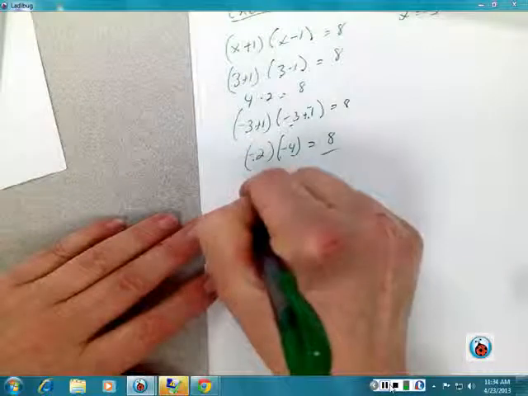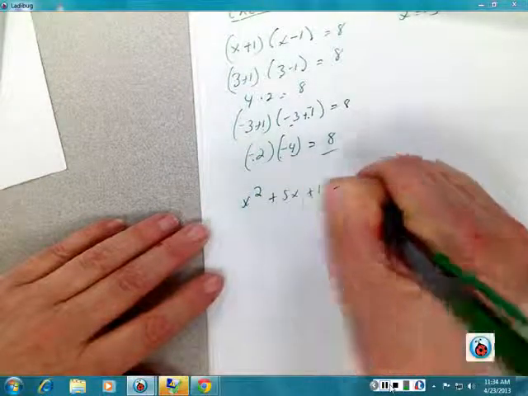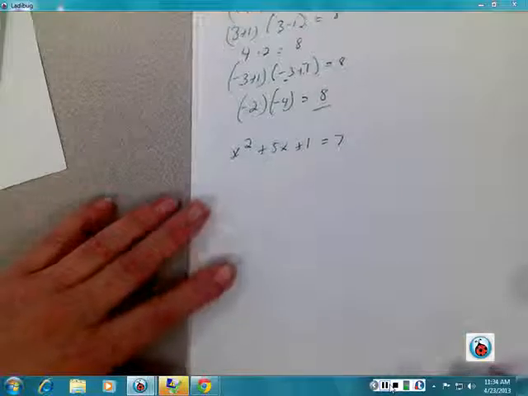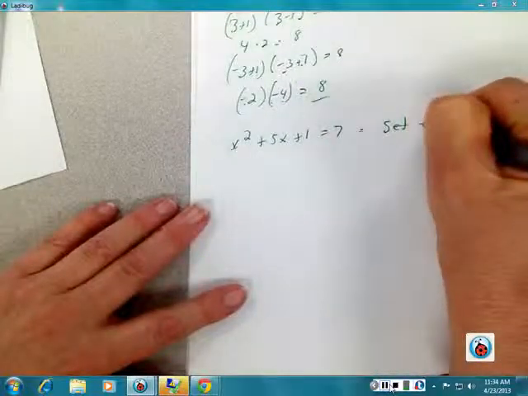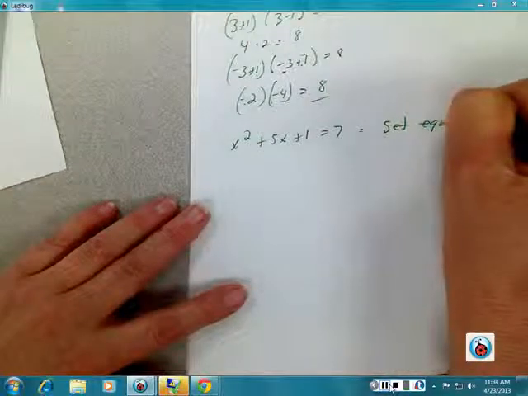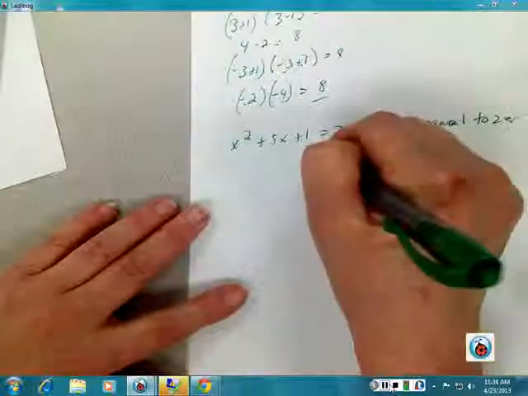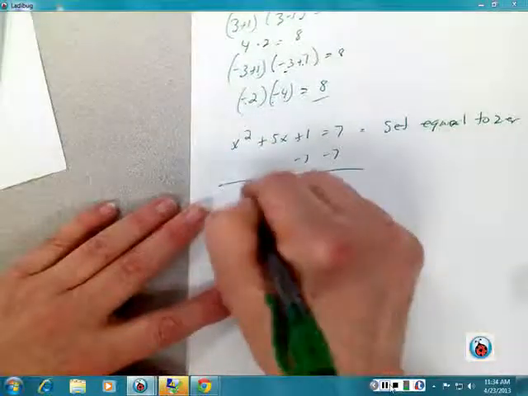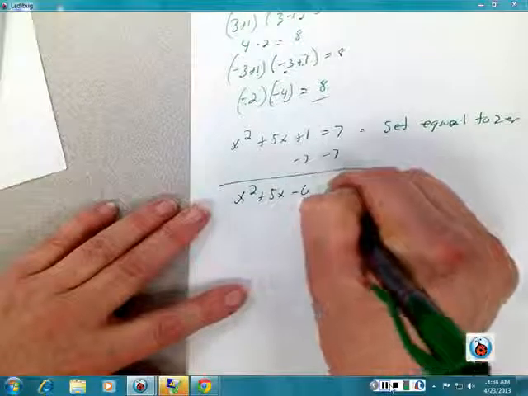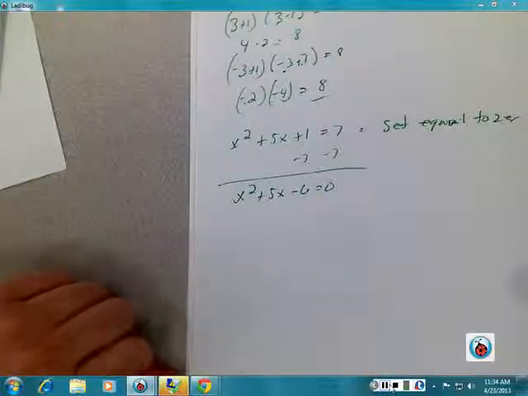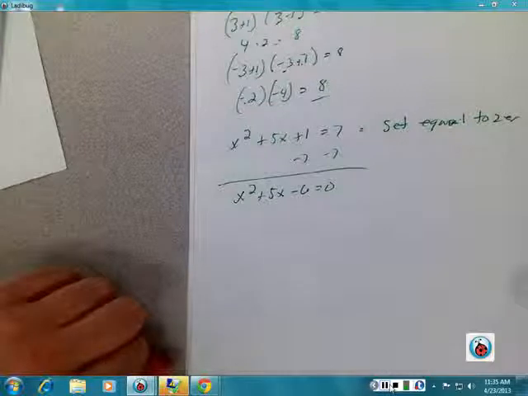you can have them where you have x squared plus 5x plus 1 equals 7. Now if this were my problem, I still need to set it equal to 0. So if I do that, I'm going to minus 7 from each side. That gives me x squared plus 5x minus 6 equals 0. Can that be factored? That's the next thing I ask myself.